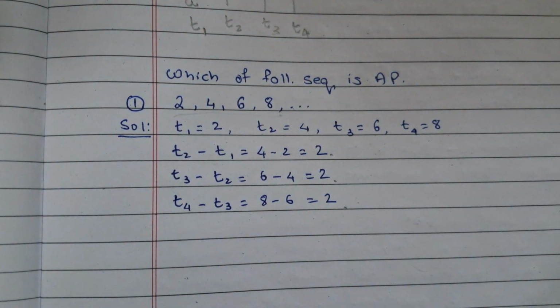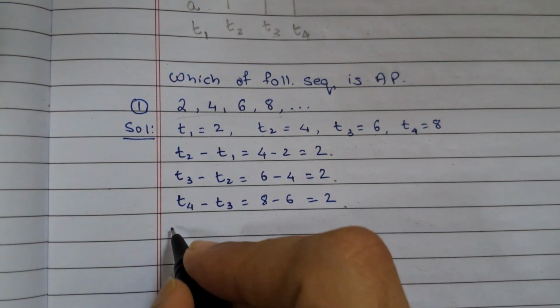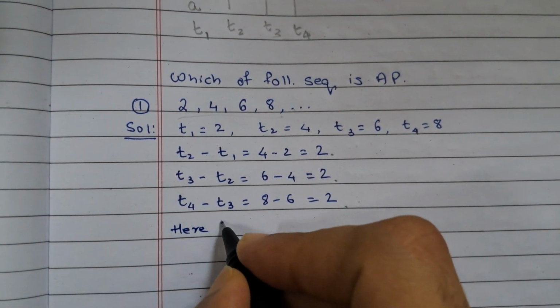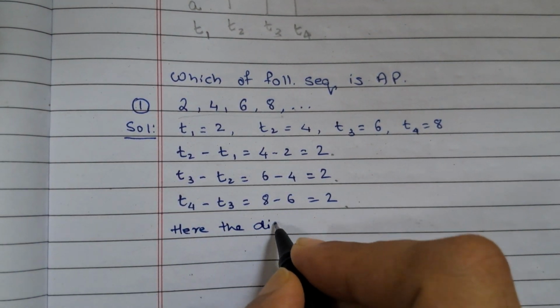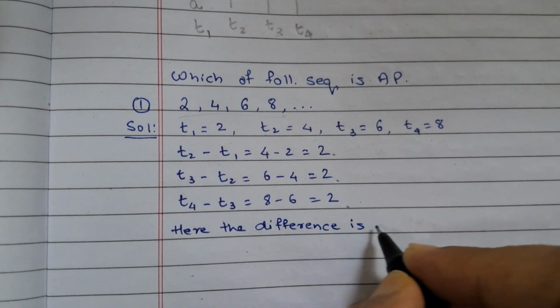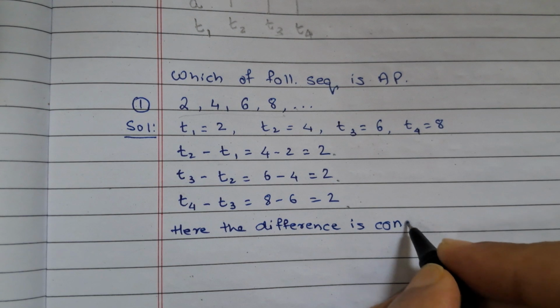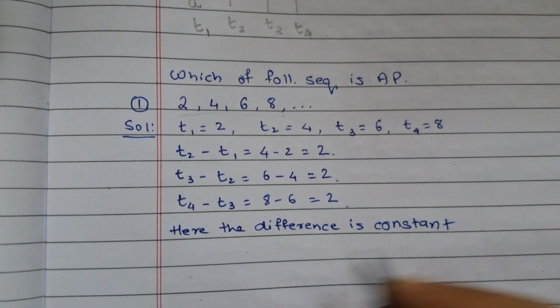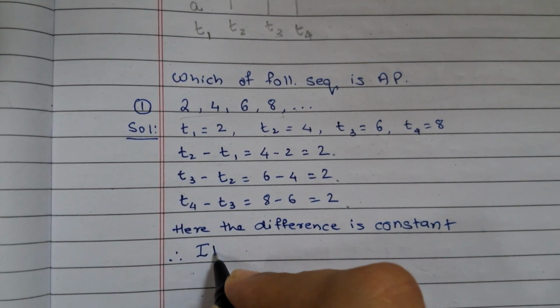So let's write two more lines to finalize our answer. We'll say here the difference is constant, therefore it is an AP.